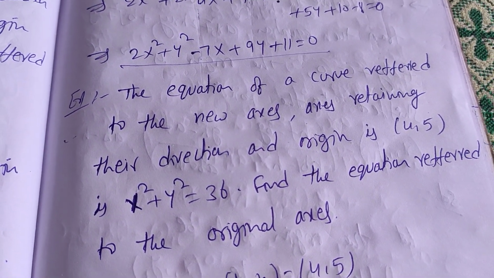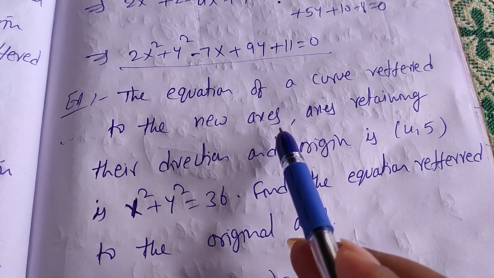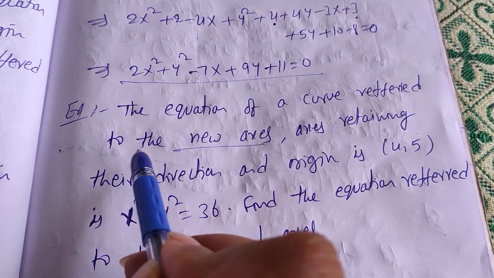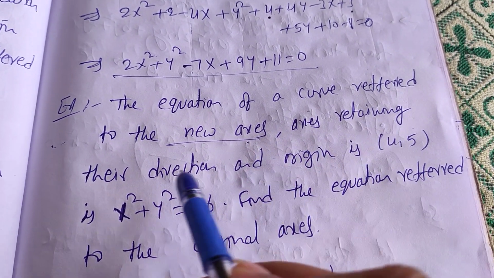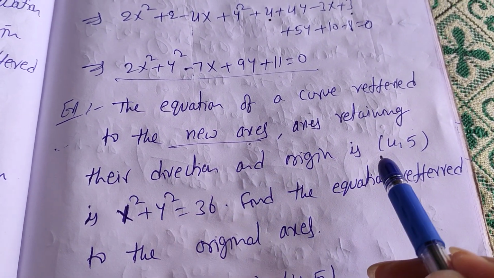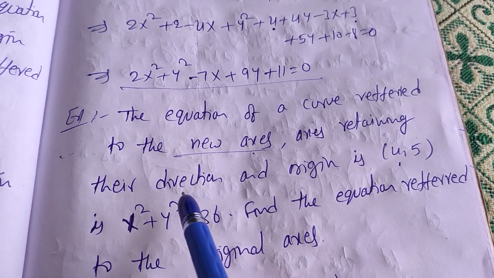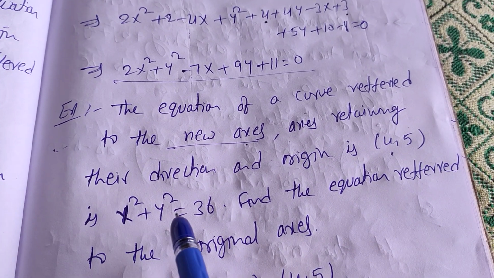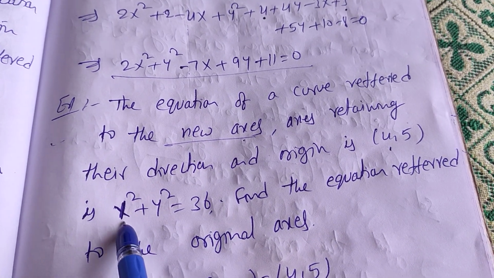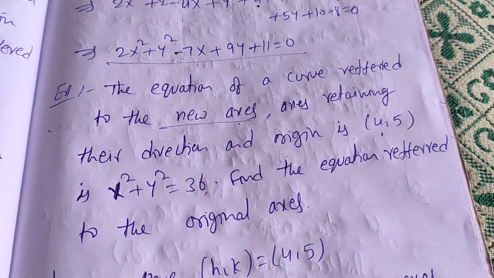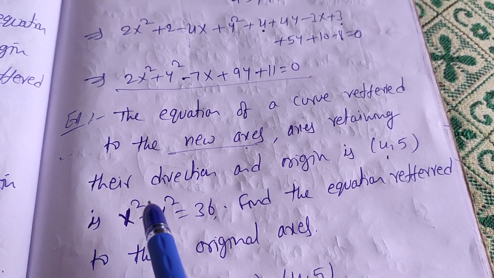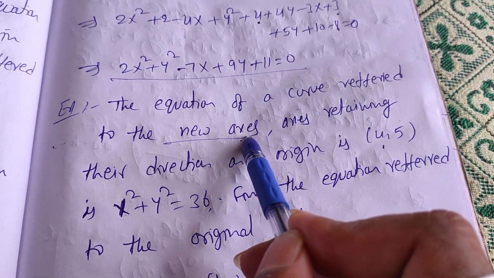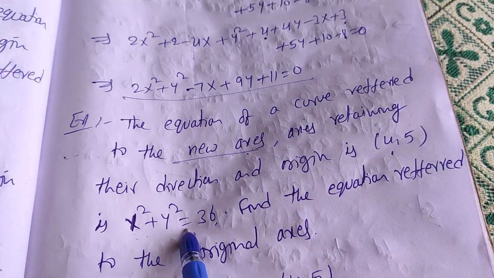Next question: the equation of a curve referred to the new axes, retaining their direction, when the origin is shifted to 4 comma 5. That means the direction is not changed but the origin is shifted to 4 comma 5. The equation is X square plus Y square is equal to 36. I have written capital X, capital Y here, but in the question paper you may not recognize it; you can understand from the question that it is given according to the new axes, so they gave the transformed equation.